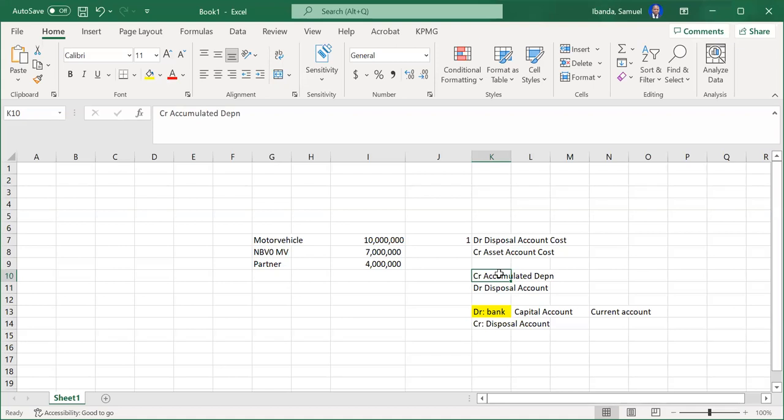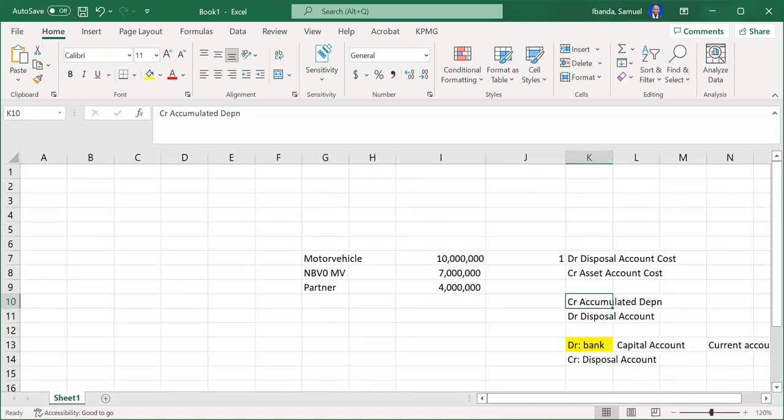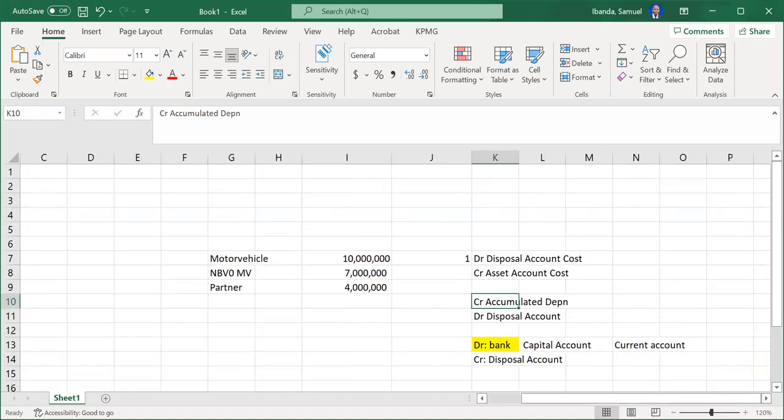You know that accumulated depreciation has a normal credit balance. So whenever you debit, you're reducing. So whatever remains in the accumulated depreciation account specifically relates to the assets that are remaining. As you remove it from there, I was trying to say that if it's a normal private business where you are receiving proceeds from the sale of the asset, we shall debit bank and credit our disposal account. But in this case where we are not receiving money and the partner is actually taking our asset, then we shall proceed to debit our capital account.